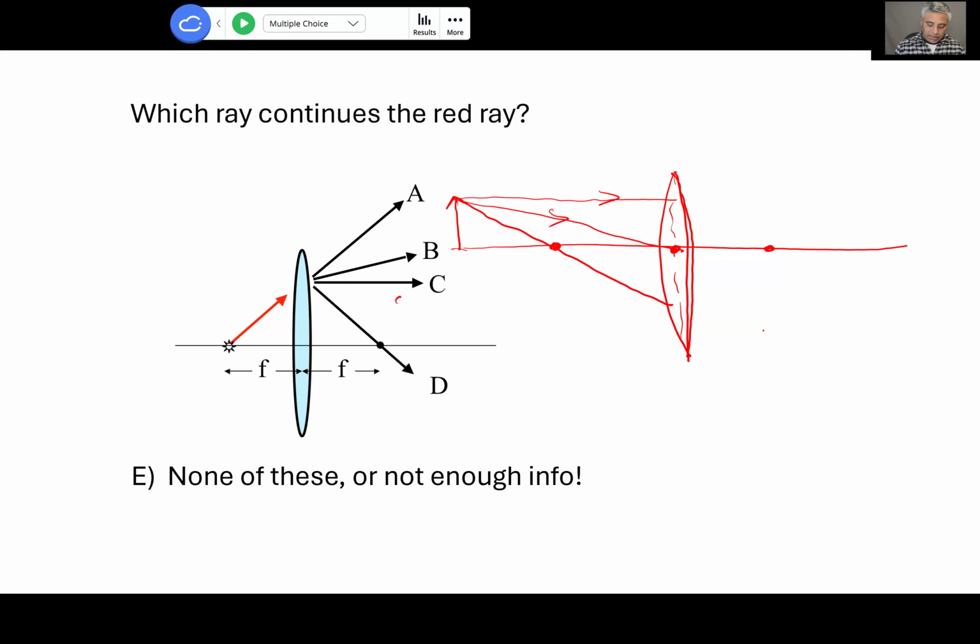So just like we had over here, one passing through the focal that went parallel, right? So here that ray is this one that's passing through the focal point. Once it hits, it goes parallel. So can you draw the other two?